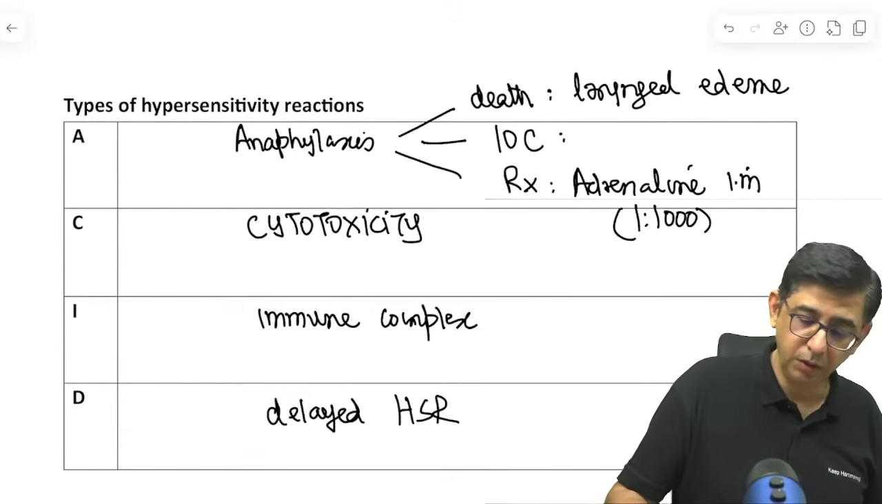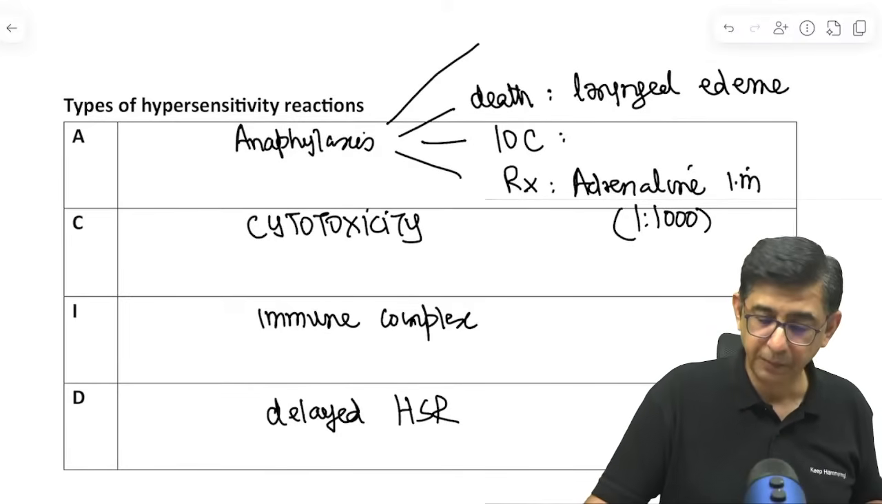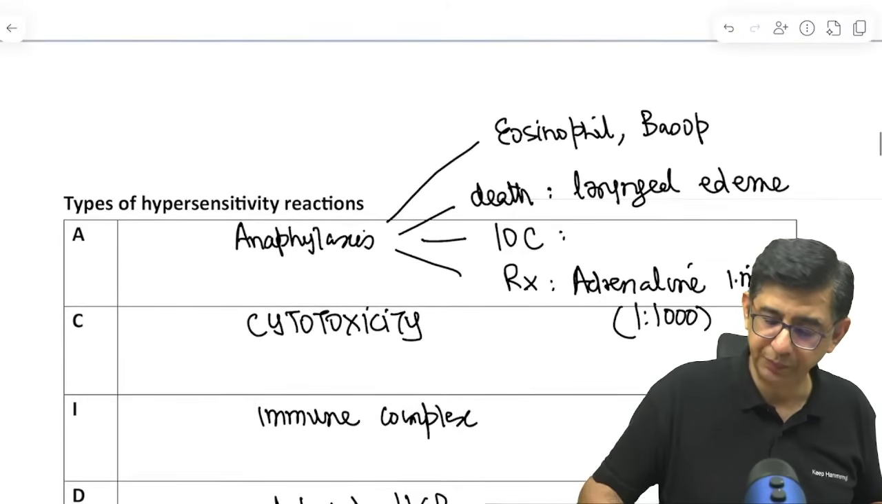Fourth question is, which cell mediates anaphylaxis, eosinophil or basophil? Cell related to development of anaphylaxis, eosinophil or basophil?